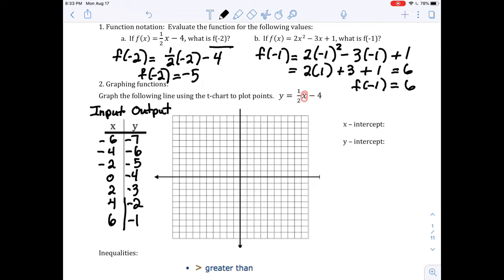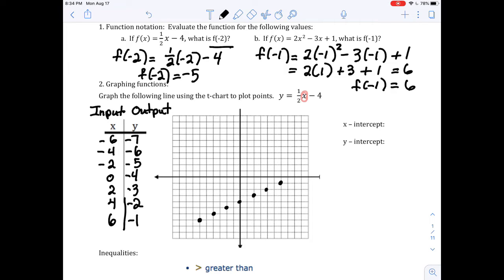All right, so let's plot those points. Counting along the axes: 0, -4. 2, -3. 4, -2. And 6, -1.